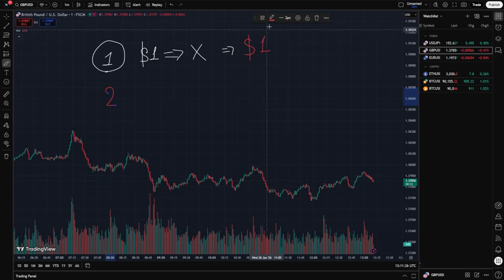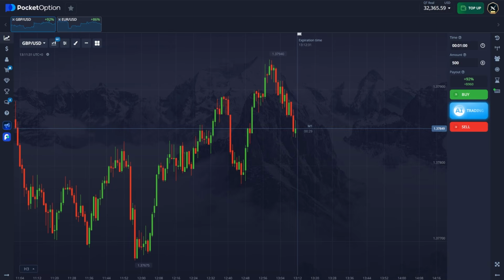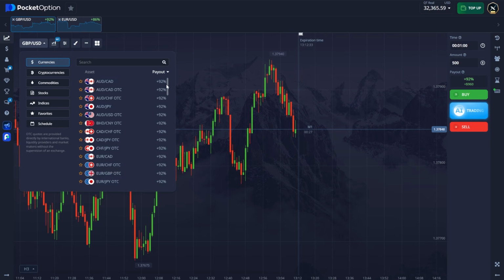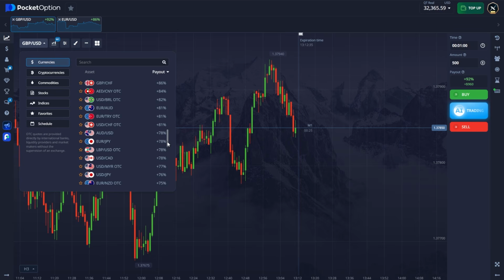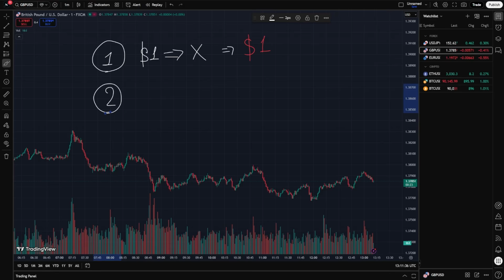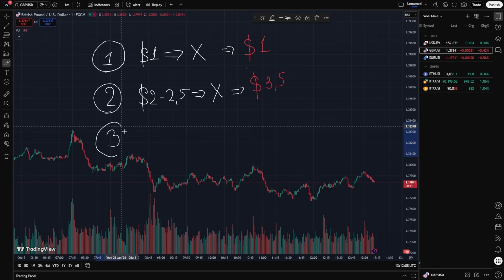Then you open a second trade. Depending on the payout percentage, which could be 78%, could be 92%, somewhere in that range, you open the next trade for $2 to $2.5. Assuming this trade is also unprofitable, your accumulated loss becomes $3.50. This is after just 2 trades. The third trade becomes your decisive one. Let me explain what this means. For the third trade, you'll be putting up approximately $6.